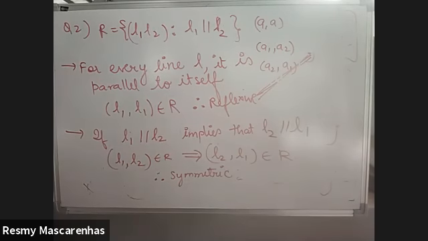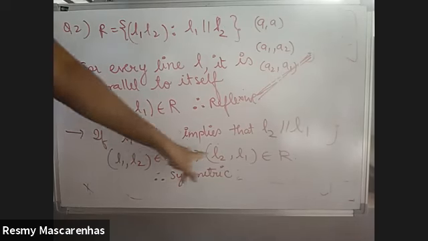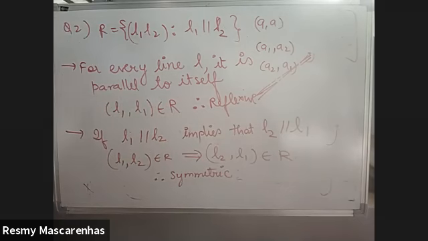Okay. Now for transitive, three things will come up: L1, L2 and L3. See, for reflexive it was A comma A. Then for symmetric it was A1, A2, then A2, A1 should satisfy. Then for transitive, three letters. Just write this first.